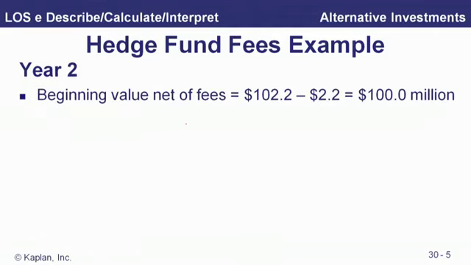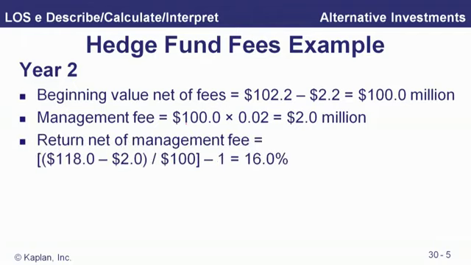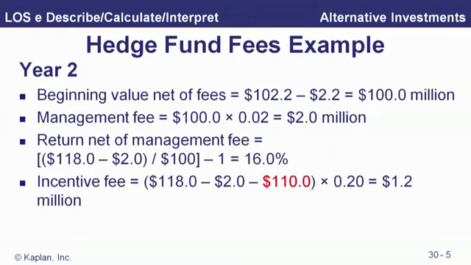Okay, beginning value now after the management fees out, we're down to 100 million. The management fee charged on beginning of year assets is 2 million, 2% of that 100 million. The return net of the management fee over the year, well, they grew it to 118 million, and we're going to take the management fee out of that and show a return of 16% for the year. Well, that's going to exceed our hurdle rate. So our incentive fee there, 1.2 million.